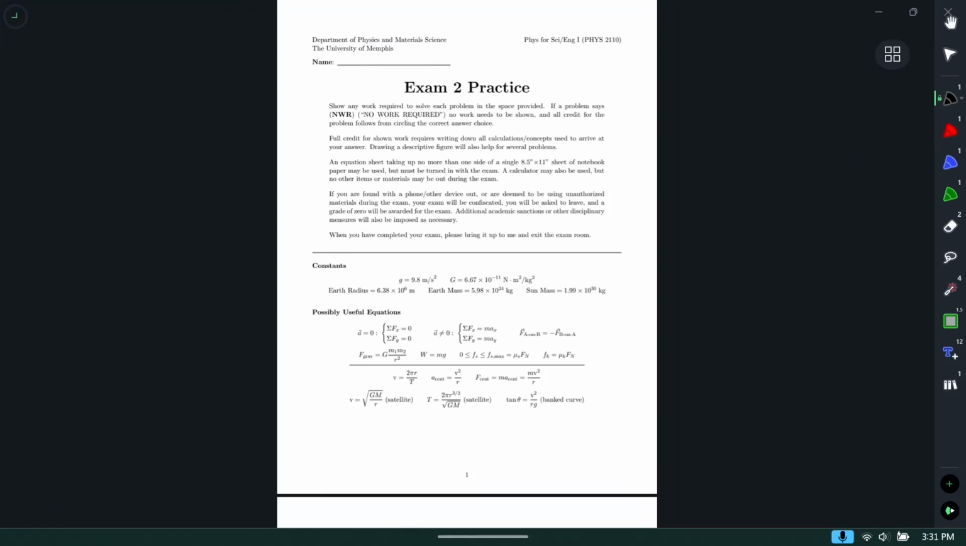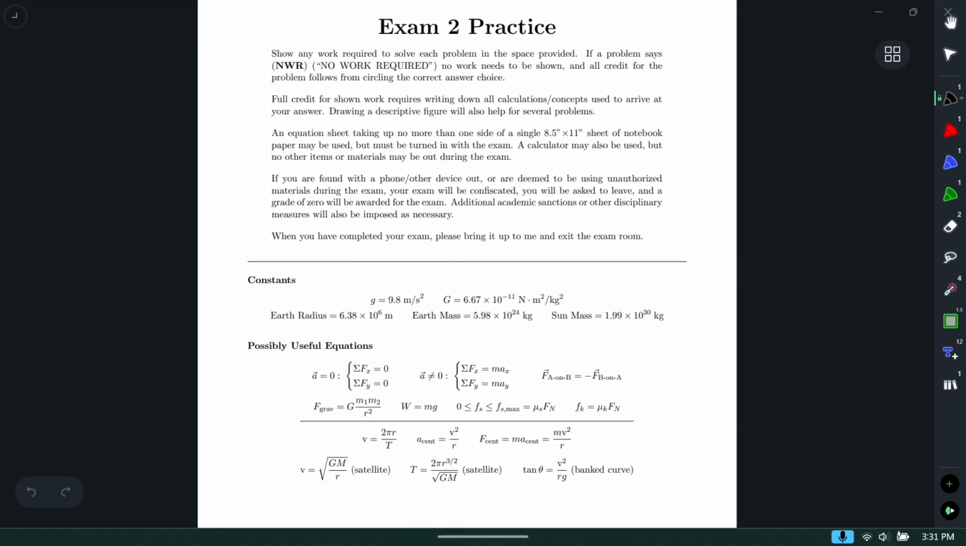So, logistics-wise, things aren't much different from the first exam. You can still bring a cheat sheet with whatever you want on one side of a sheet of paper. This exam is over chapters 5 and 6, so the chapters about forces and Newton's laws.